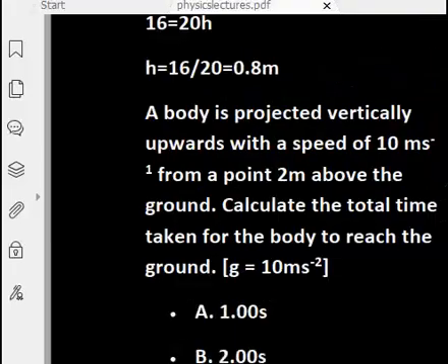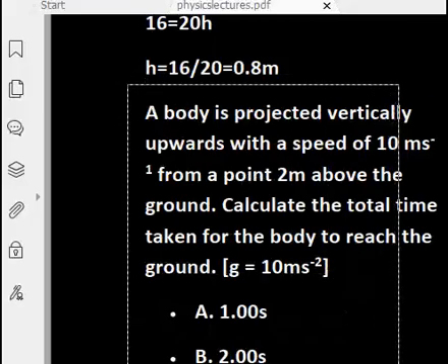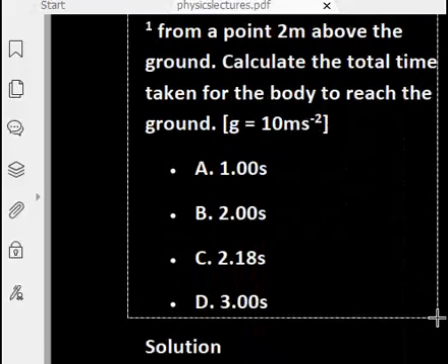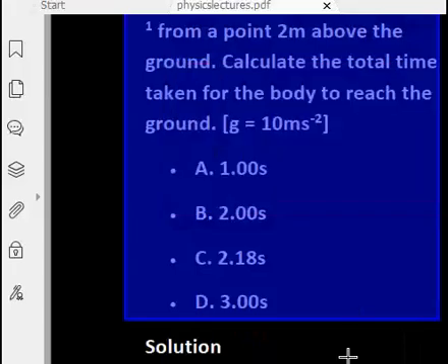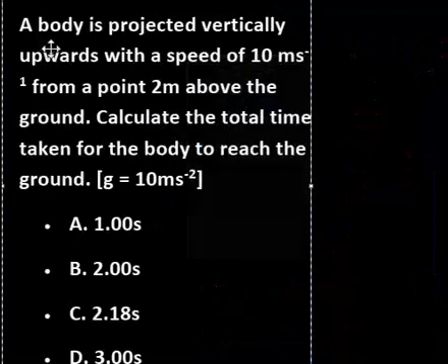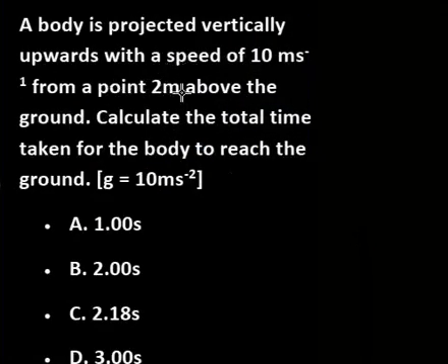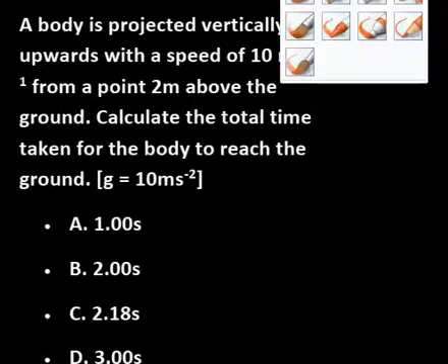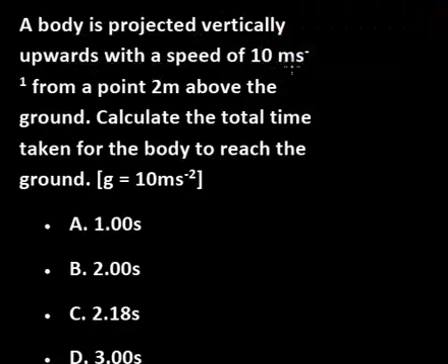Okay, so let's see if we could work on this. Here we go. A body is projected vertically upward with a speed of 10 meters per second from a point 2 meters above the ground. Calculate the total time taken for the body to reach the ground. The same thing that I illustrated the other time.